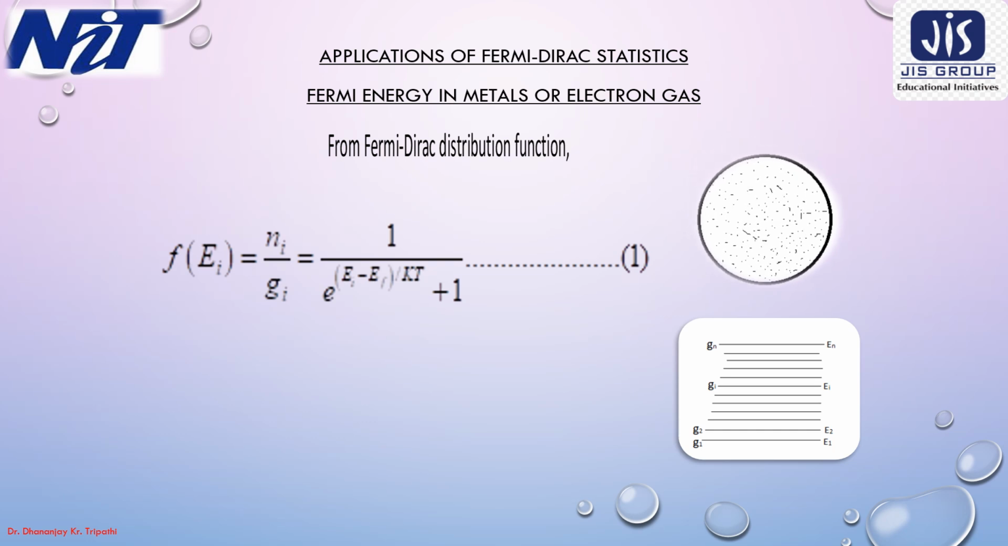Today, we will discuss the applications of Fermi-Dirac statistics. The first application we will discuss is the application of the Fermi-Dirac distribution law to metals or conductors. What happens in metals? In metals, a very large number of electrons are present which are free to move from one part of the conductor or metal to the other part.